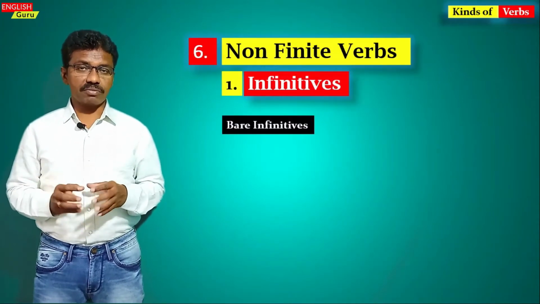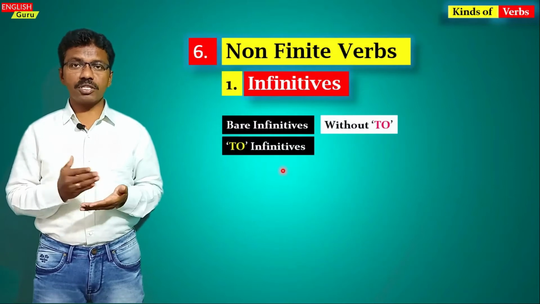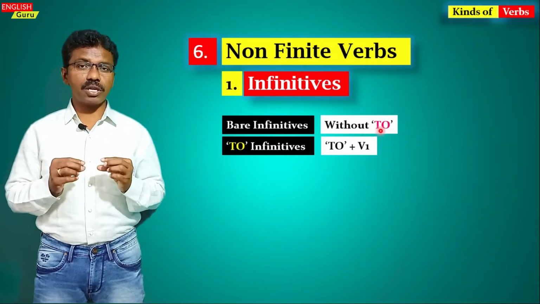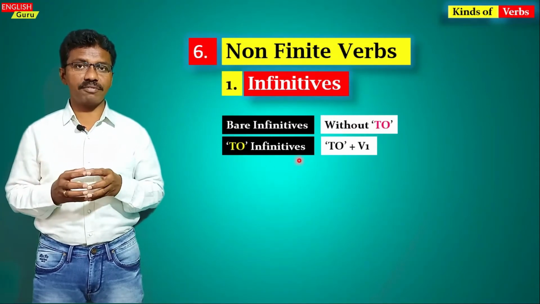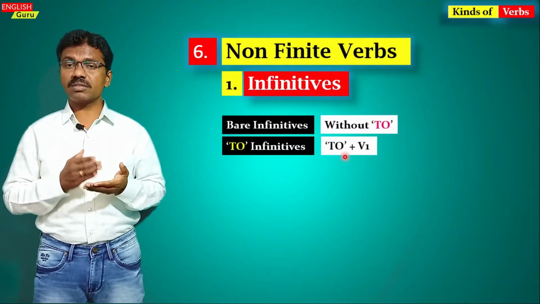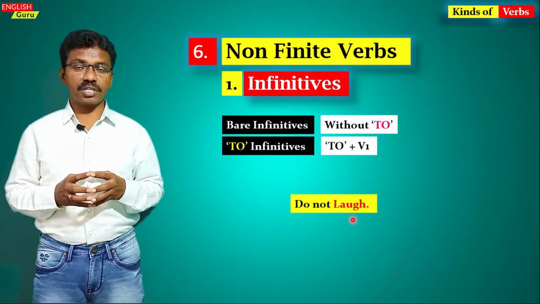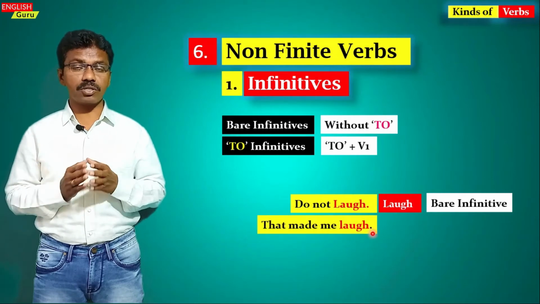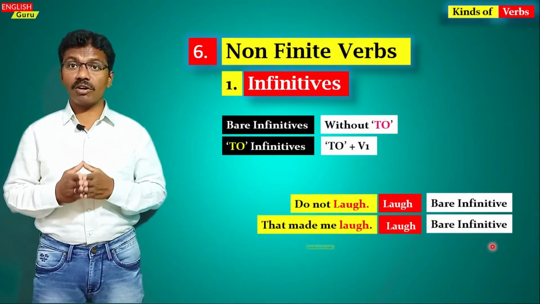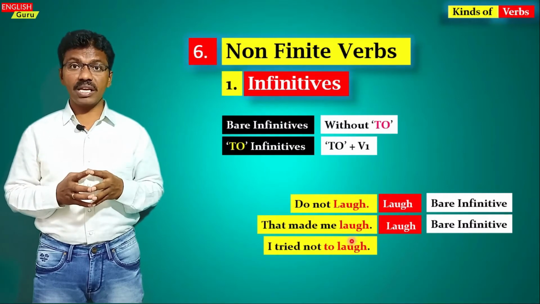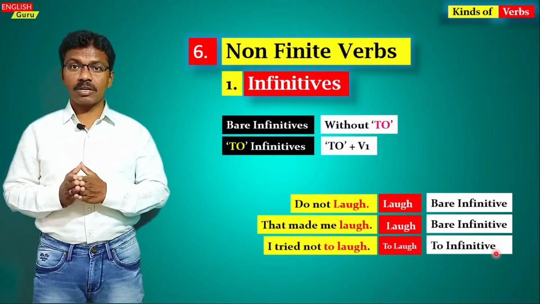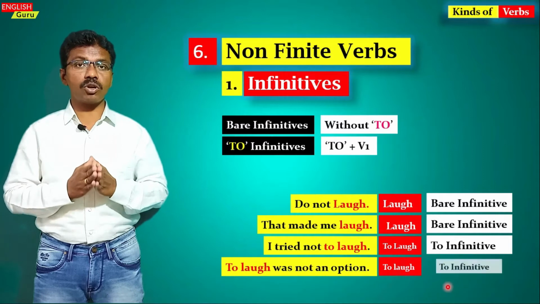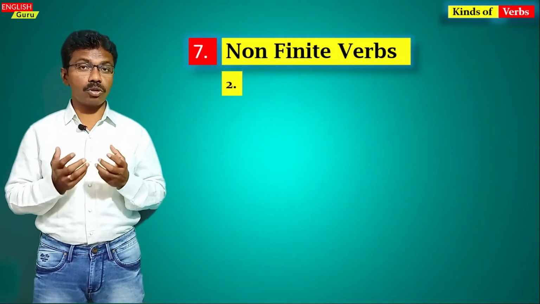The first one is infinitives. Infinitives, we see them in two ways. The first one is bare infinitive and the second one is to infinitive. Bare infinitive is nothing but without to. If you have a verb 1 alone, that is a bare infinitive, but if you have to plus verb 1, it is called a to infinitive. For example, if you say do not laugh, here laugh is a bare infinitive because there is no to. And if you say that made me laugh, it is also a bare infinitive. But if you say I tried not to laugh, here to laugh is a to infinitive. And if you say to laugh was not an option, here to laugh is also a to infinitive.